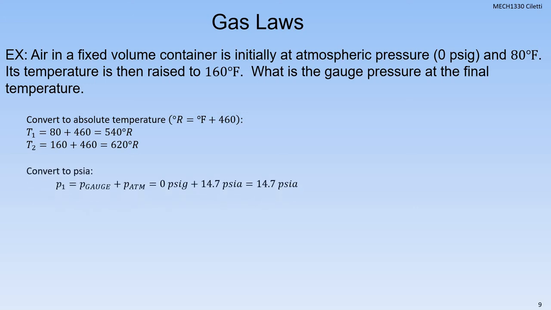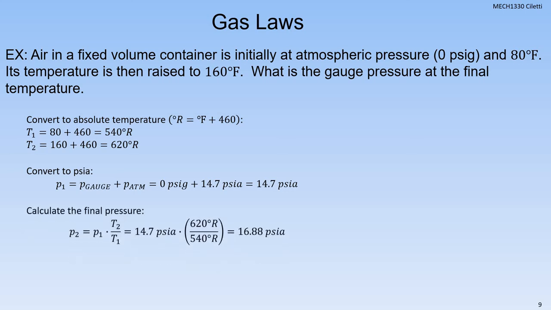Now, we have to get into absolute pressure, and since this is imperial, we're going to take our gauge pressure, which is 0, plus our atmospheric pressure, which is 14.7. So our initial pressure here is 14.7. Okay, and now we use Gay-Lussac's law to solve for this.